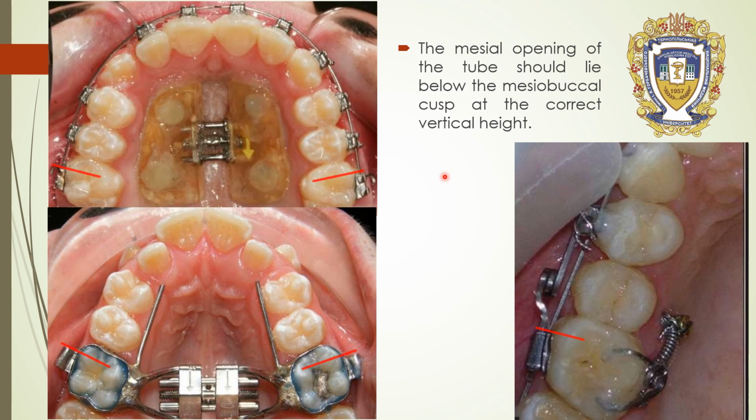The mesial opening of the tube should lie below the mesiobuccal cusp at the correct vertical height. Please notice that the mesial opening of every molar tube, here, here, or tubes welded to bands, is aligned below the mesiobuccal cusp.